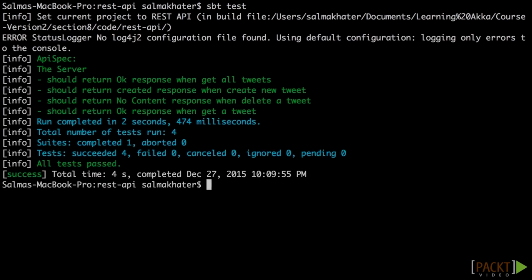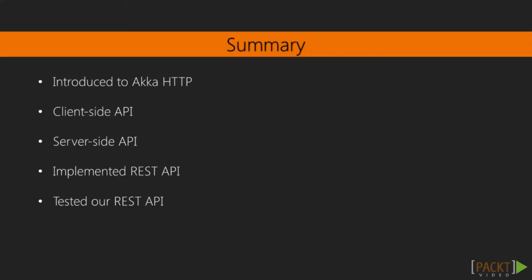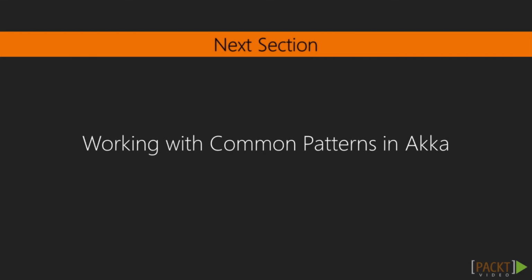Excellent! Of course, these tests are happy tests, but I think now you can complete all tests for our REST API. We were introduced to the Akka HTTP module, and have discussed some topics on it, such as client API levels and server API levels. And we have implemented a REST API, and finally, we were introduced to the Akka HTTP test kit module to test our REST API. See you in the last section on our Akka trip, Working with Common Patterns in Akka.